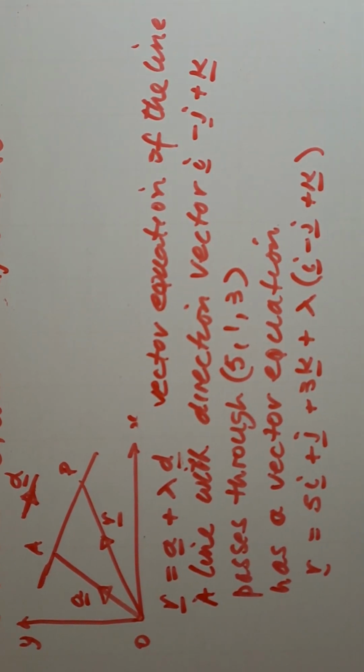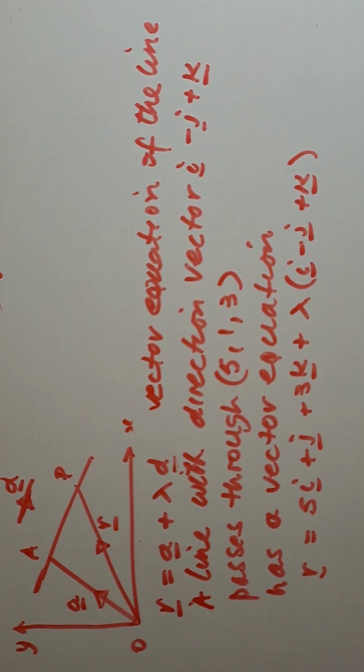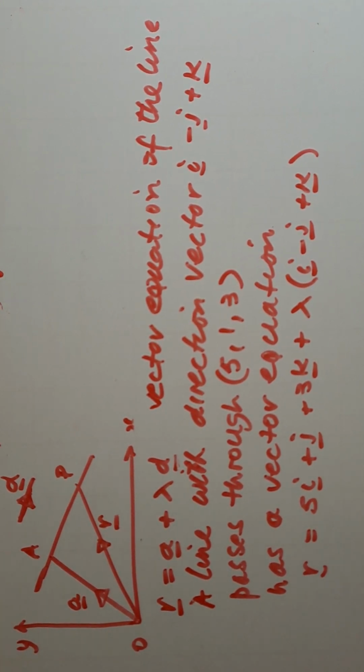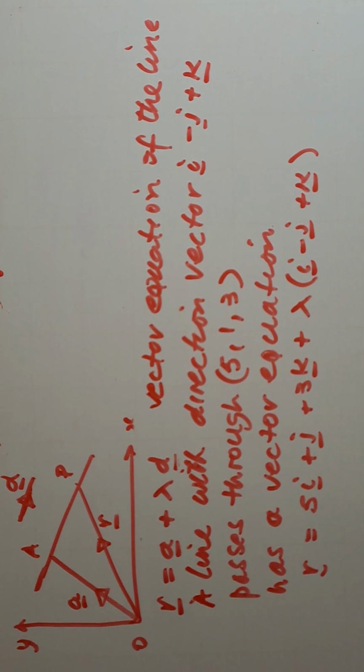So a line with direction vector i minus j add k and passing through the point 5, 1, 3 has a vector equation of R equal to 5i add j add 3k add lambda times i minus j add k.